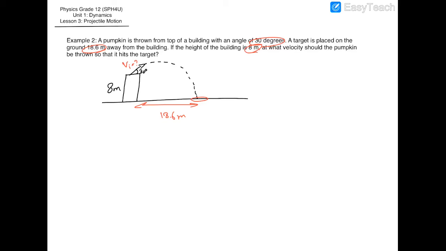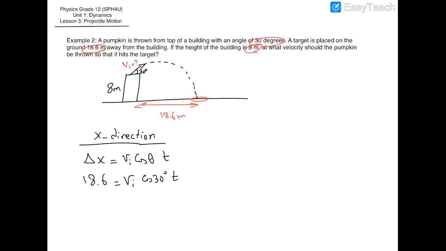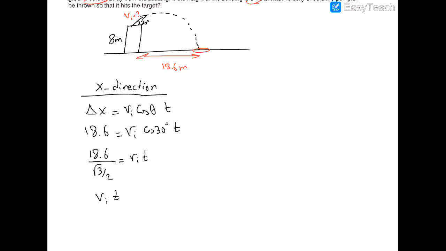First of all, in the horizontal direction or X direction, what we have is the range. The horizontal range is 18.6. Okay, so this is the formula that I can use, VI cosine theta t. So I have 18.6 equals VI, I don't know, cosine 30 degrees, and t, I don't know. So I get 21.5.